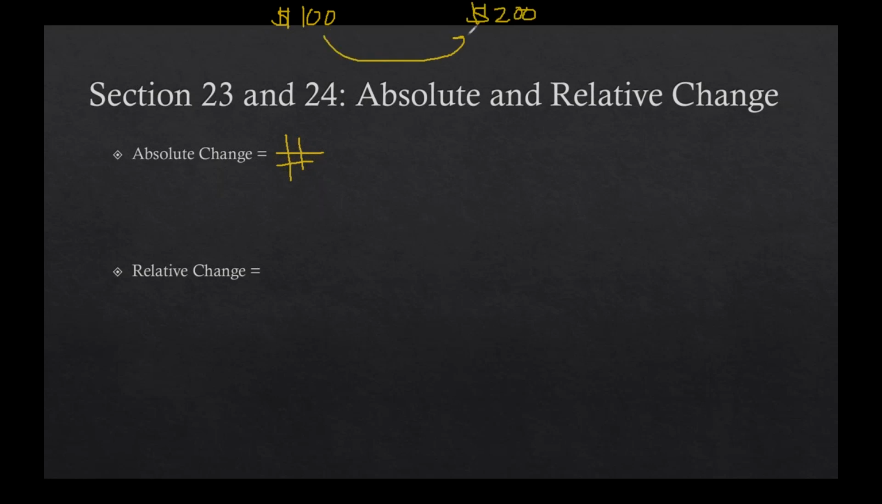Well, you can see from 100 to 200 is an increase of $100. So the absolute change would be what I have now versus what I used to have. The absolute change is 100. It's a concrete number. So absolute change always deals with a number. In this case, it's number of dollars, but it's a number.